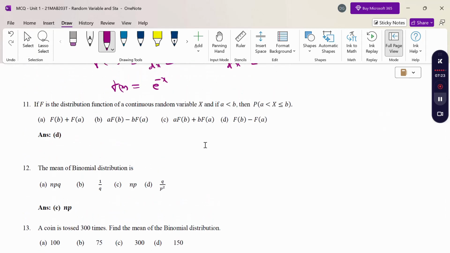Now if F is the distribution function of a continuous random variable X, and if a is less than b, then the probability of a less than X less than or equal to b is, by a CDF property, F(b) minus F(a). Whether the condition is a ≤ X ≤ b, or a < X < b, or a ≤ X < b, or a < X ≤ b, for every case in continuous distributions, F(b) minus F(a) satisfies the property.